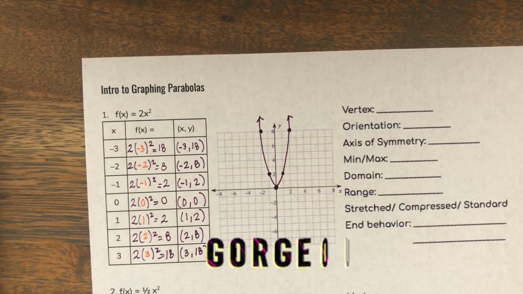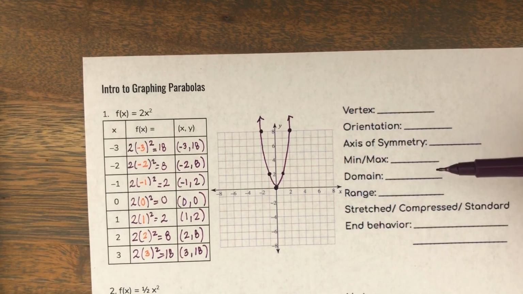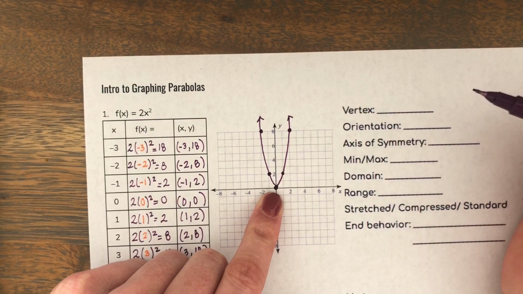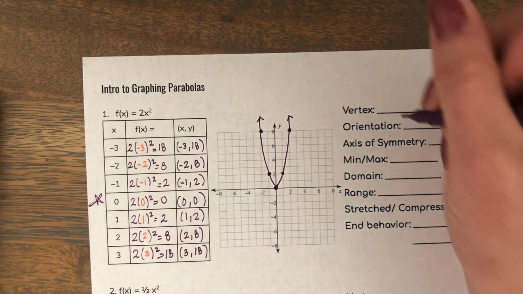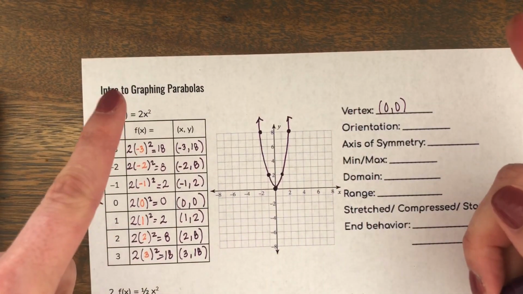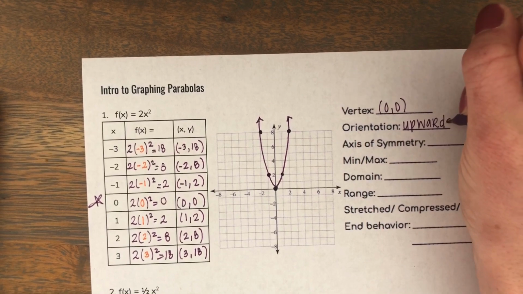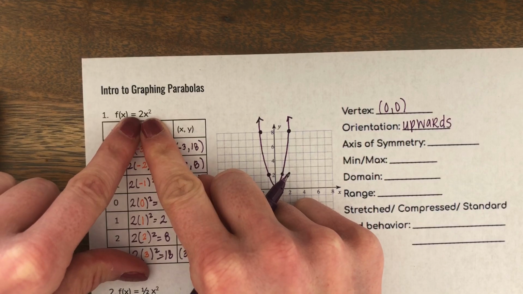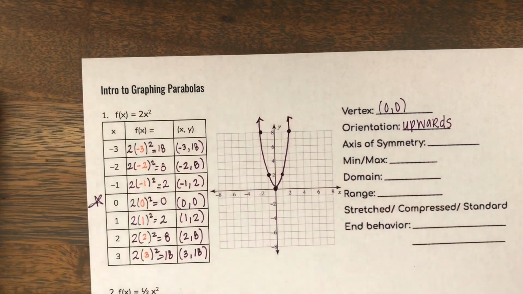So like a little round. Then this is all the vocab you guys learned in the first video, and now you just answer these questions based off the graph. So your vertex, remember it's that very, very middle point. It's also always going to be that middle point in your table. So your vertex is 0, 0. And orientation, whether it's going upwards or downwards, in this case it's going upwards. I also knew it would be upwards even just by looking at this equation because it was a +2.